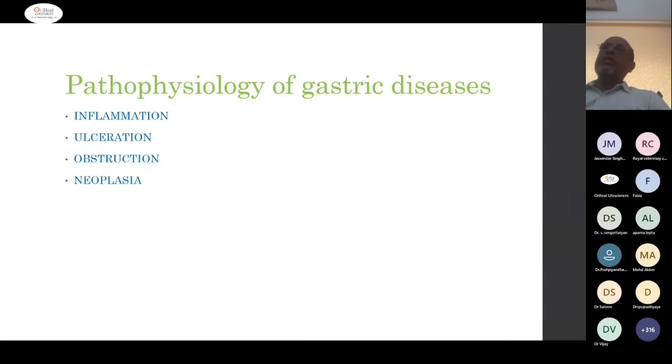So pathophysiology of gastric diseases: there will be severe inflammation, there will be ulceration, there can be obstruction, there can be neoplasia, all interfering with the motility and absorption of the stomach.